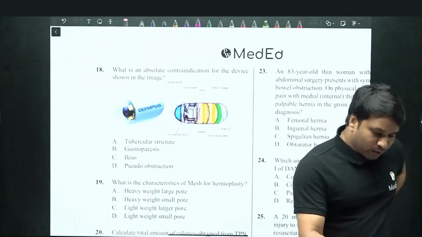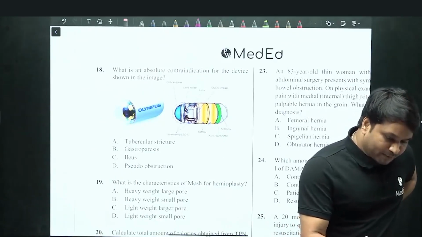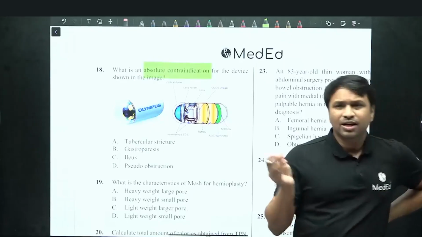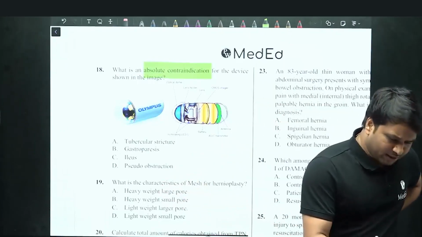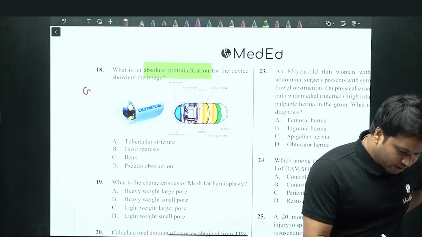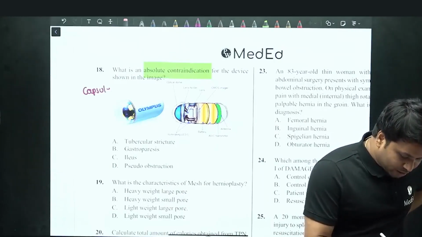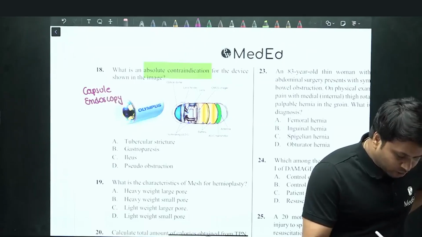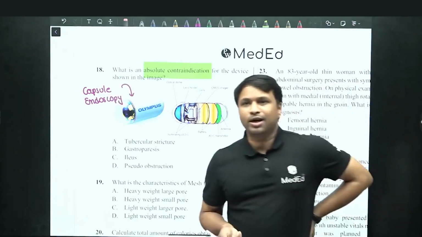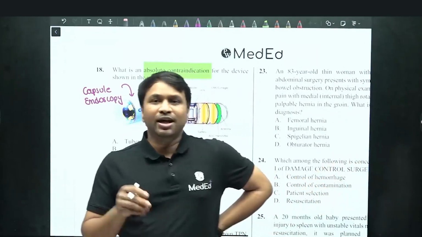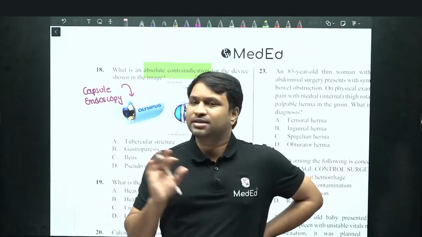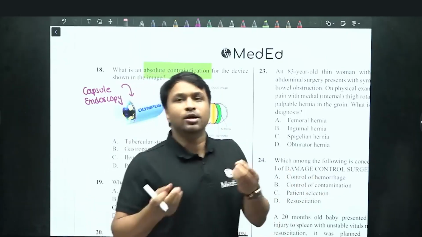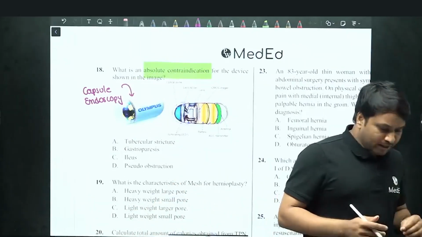Question number 18. What is the absolute contraindication for the device shown in the image? Now this is your capsule endoscopy, right? Now remember a simple common sense. The only contraindication for a capsule endoscopy is if I'm not able to retrieve the capsule. As simple as that. If I fail to retrieve it, I have to operate and remove it. In those places I will not do capsule endoscopy.